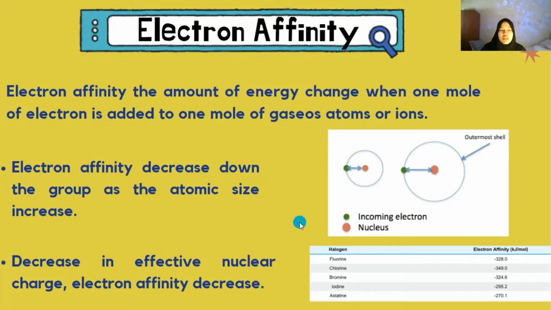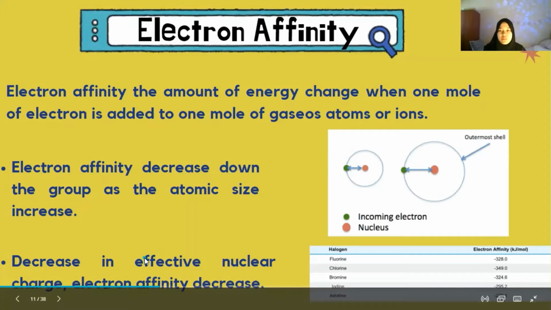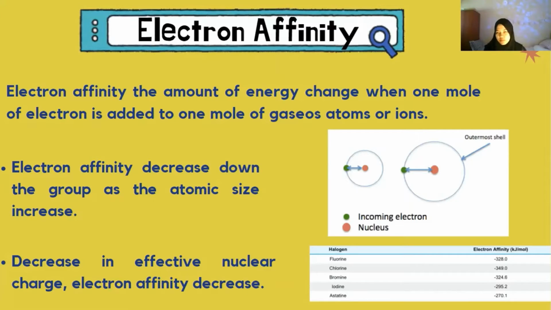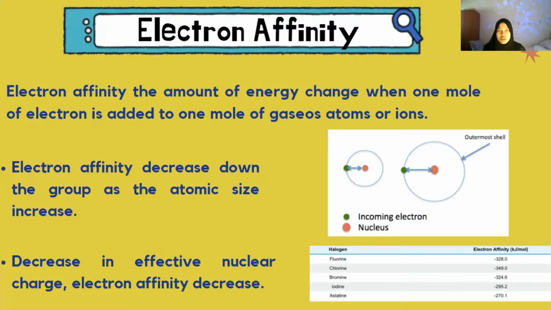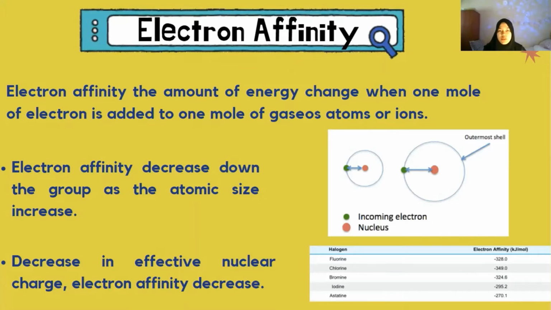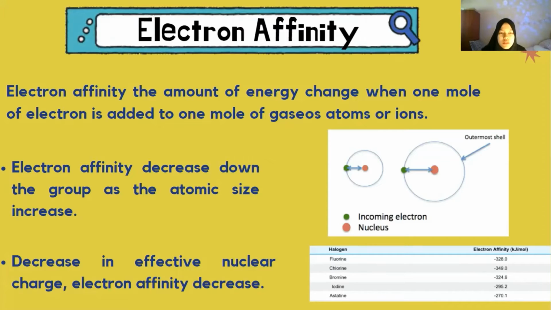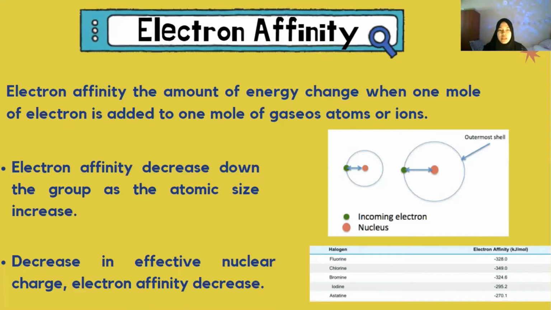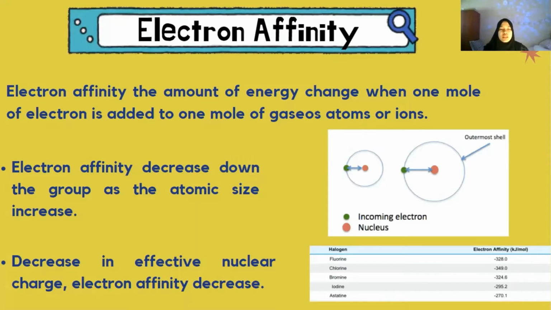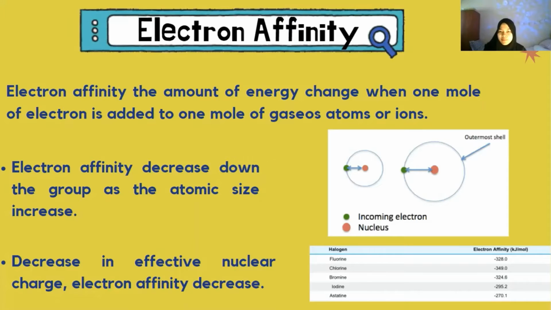So electron affinity will decrease down the group as the atomic size increases. Another reason why electron affinity decreases down the group is the decrease in effective nuclear charge. The effective nuclear charge is actually the positive charge the electron will experience. So when the effective nuclear charge decreases, the electron affinity will also decrease.